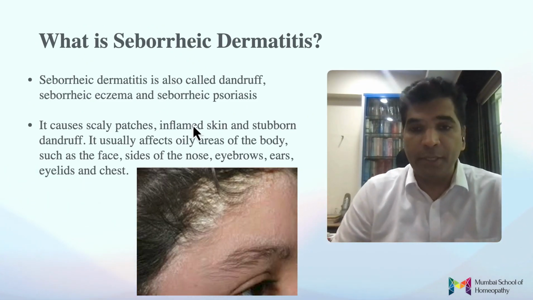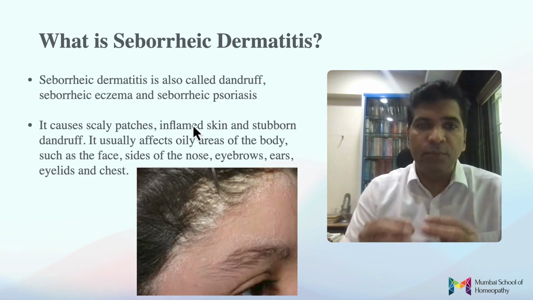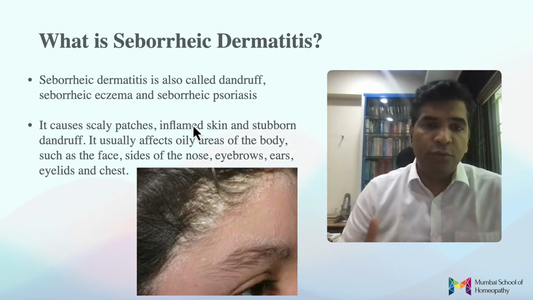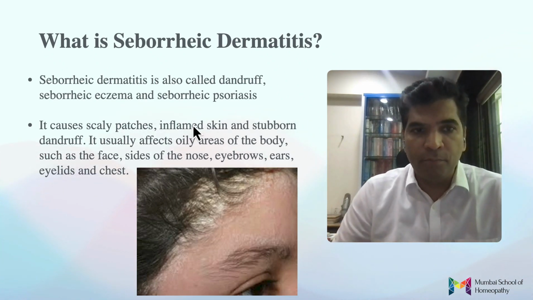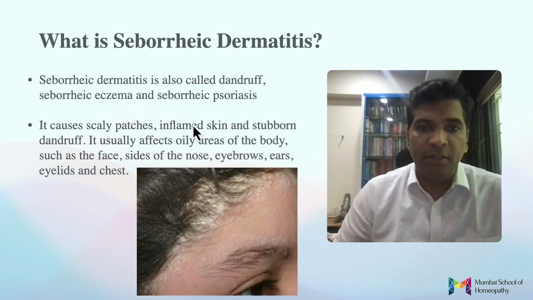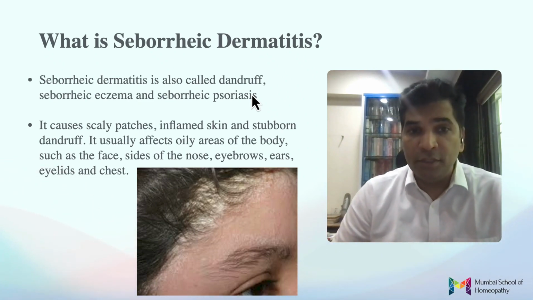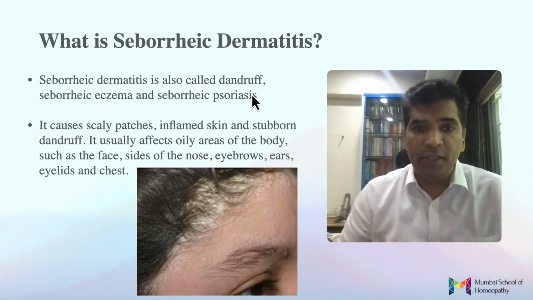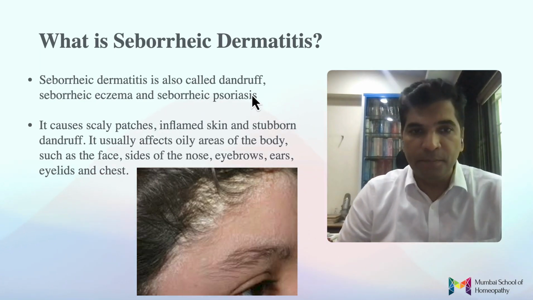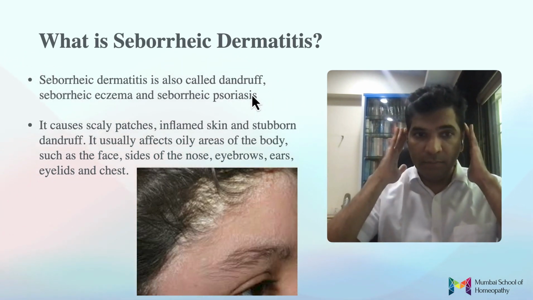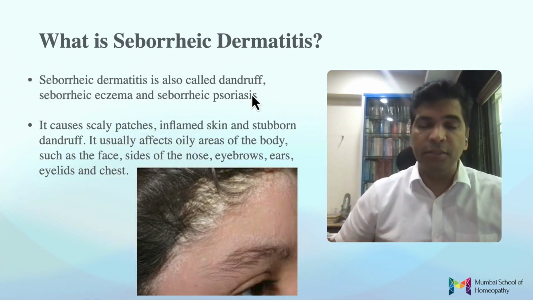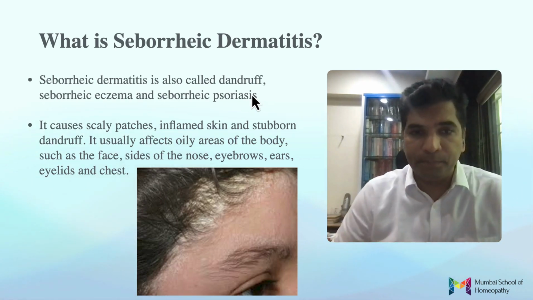So what is seborrheic dermatitis? One of the most common conditions that we'll be seeing in practice. It is also called dandruff, seborrheic eczema, or seborrheic psoriasis. It causes scaly patches, inflamed skin, and stubborn dandruff. It usually affects the oily areas of the body, such as the face. It can come anywhere on the face, then the sides of the nose, eyebrows, ears, eyelids, and the chest, the upper torso of the body.